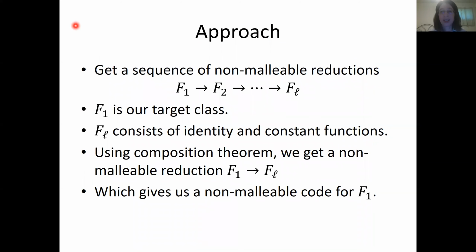So given these nice properties, the approach that we're going to take is to get a sequence of non-malleable reductions from class F1 to F2 all the way to FL. F1 is going to be our target class. So in this case, it's the class AC0. And FL is going to consist only of identity and constant functions. Using the composition theorem, we get a non-malleable reduction from F1 to FL. And this implies that we get a non-malleable code for F1.